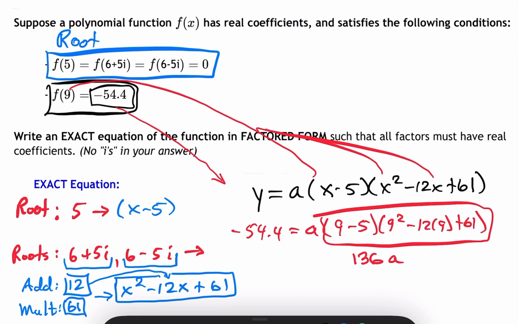So now I have 136a equals negative 54.4. And as you finish solving this, you'll divide by 136. And then finally, if you do that calculation on your calculator, you'll get an answer of a equals, hang on, put that in my calculator here, negative 0.4. So now I've got my a value.